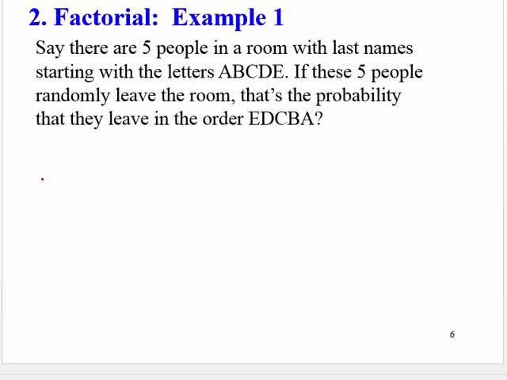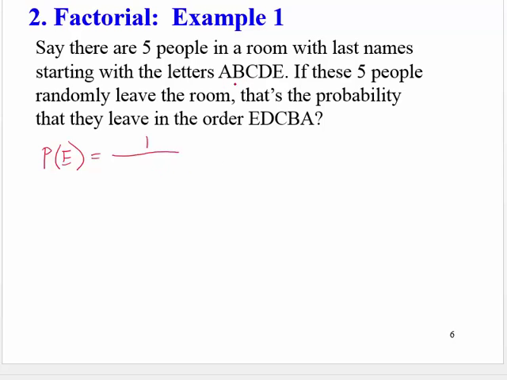Okay, now for factorials. Say there are 5 people in the room with last names starting with letters A, B, C, D, and E. If these 5 randomly leave the room, what's the probability that they leave in the reverse order? E, D, C, B, A. Okay, well, the probability of that event, again, is just equal to the number of ways the event can happen, which is 1 way, out of the total number of possible outcomes.